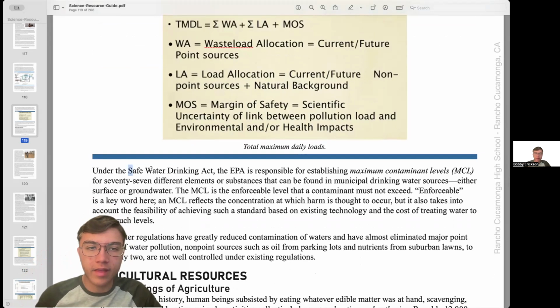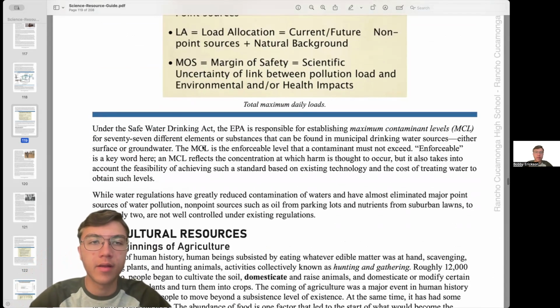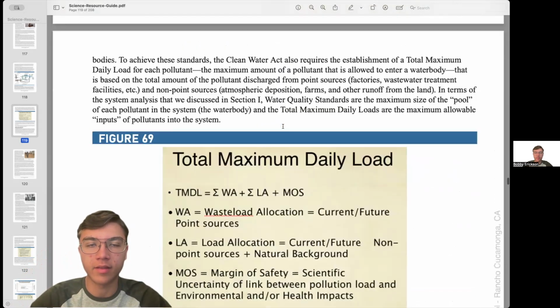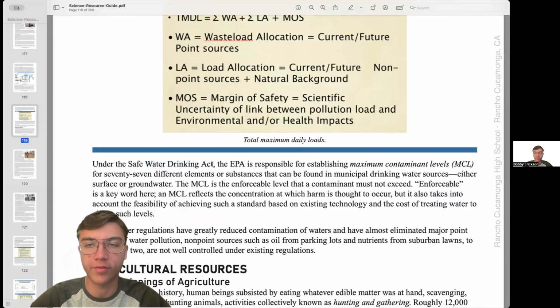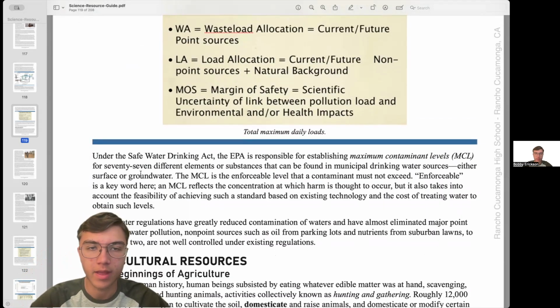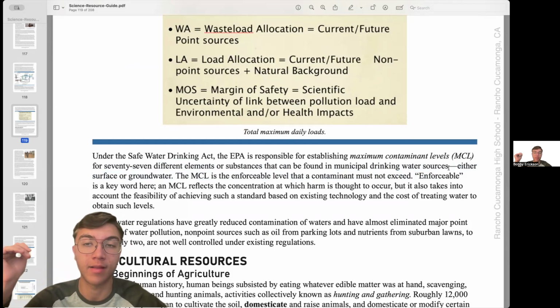Now, in the Safe Drinking Water Act, the EPA, the Environmental Protection Agency, established maximum contaminant levels. So this is not the Clean Water Act, this is the Safe Drinking Water Act, specifically for drinking water. This is different from maximum daily loads, just a different version almost. And this is for 77 different elements or substances found in municipal drinking water sources. So in the water that we drink, there are 77 different elements that have a maximum contaminant level that we cannot exceed.